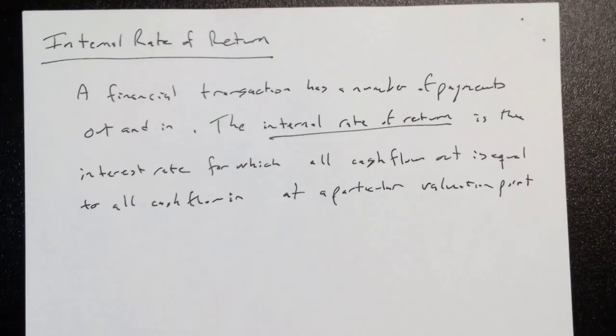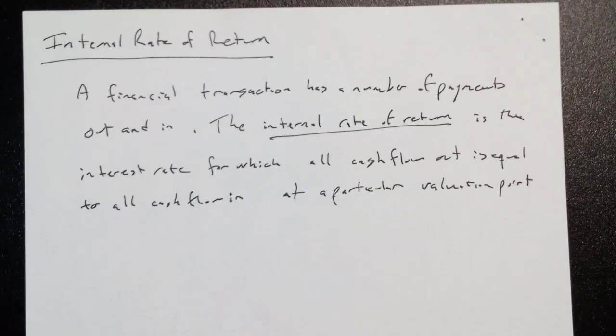The internal rate of return for our transaction is the interest rate. Now we're going to assume a compound interest rate, I'm not doing simple interest here, for which all cash flow out is equal to all cash flow in at a particular valuation point. By the way, I can use any valuation point I want. I could use the beginning, the end, some point in the middle, and depending on the transaction, some valuation points are more convenient than others.